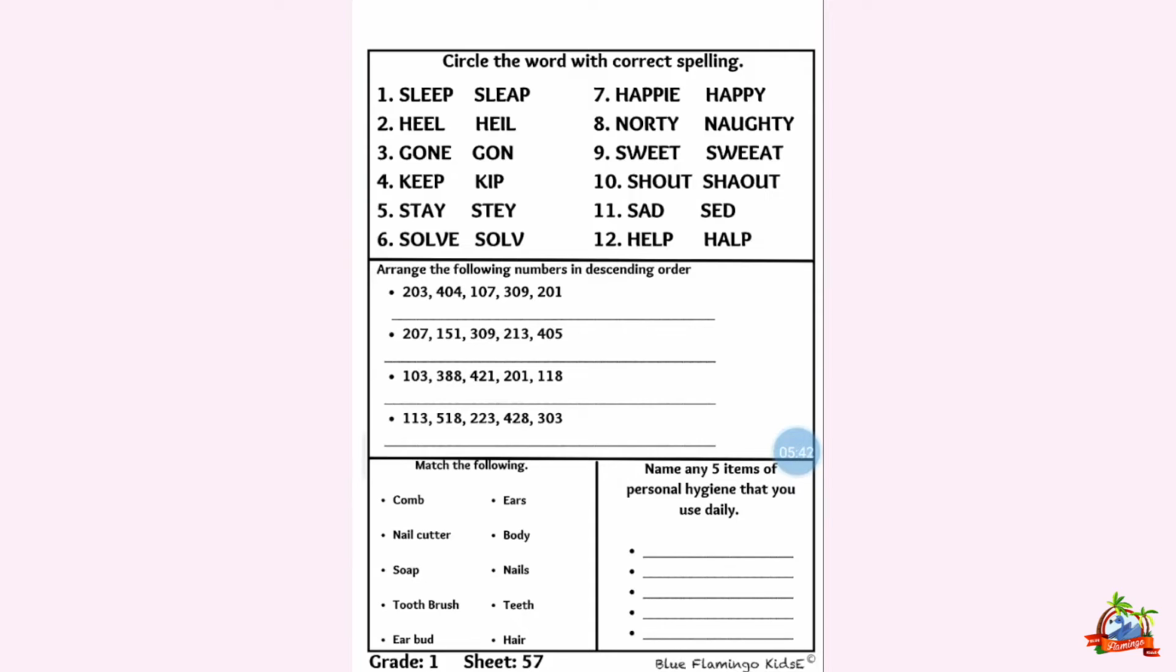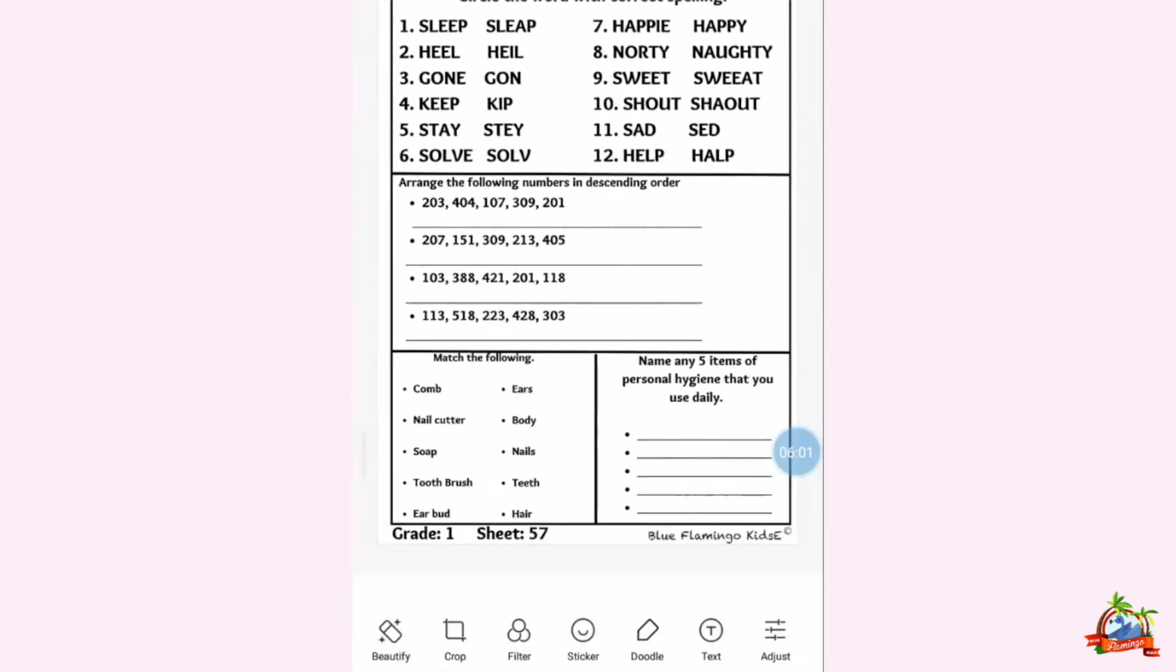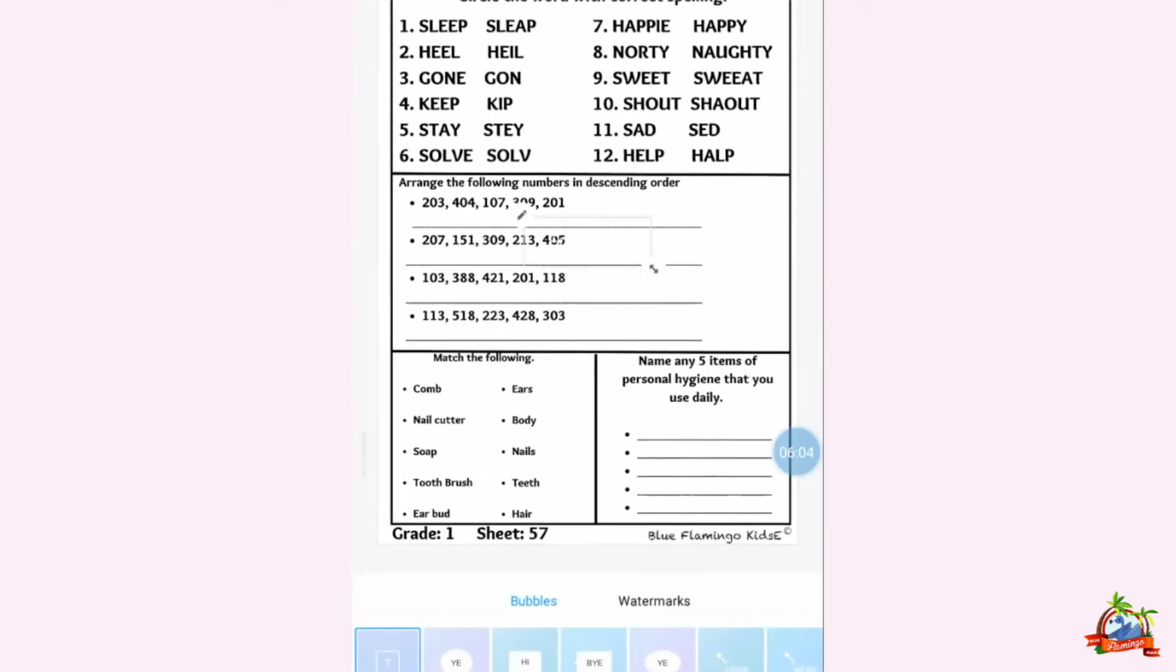So which one is the biggest number in these? 203, 404, 107, 309 and 201. Which one is the biggest number? 404. So सबसे पहले हम राइट करेंगे 404.